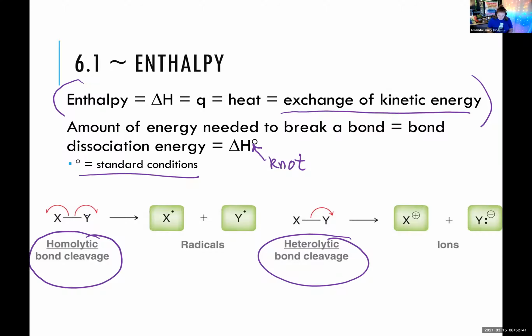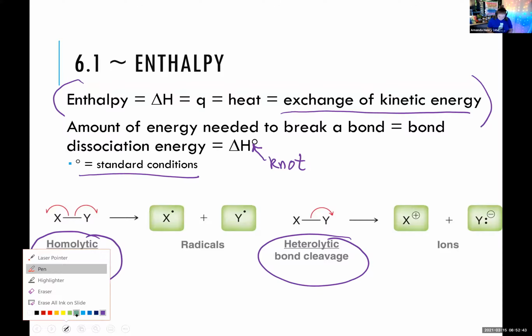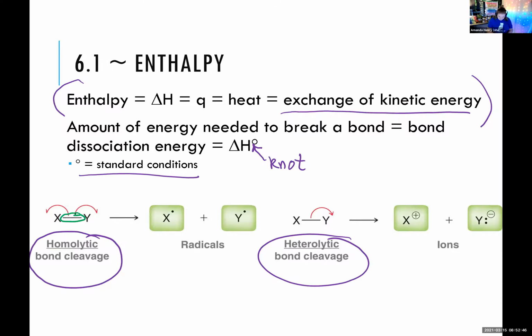Let me get a different color here. When this bond right here is breaking, it's made up of two electrons. Each electron is going to go to one of those atoms. So the X gets an electron, the Y gets an electron. And notice the arrows that are there. This is called a fishhook arrow. It only has the single side on it, to show us that that's the movement of one electron.